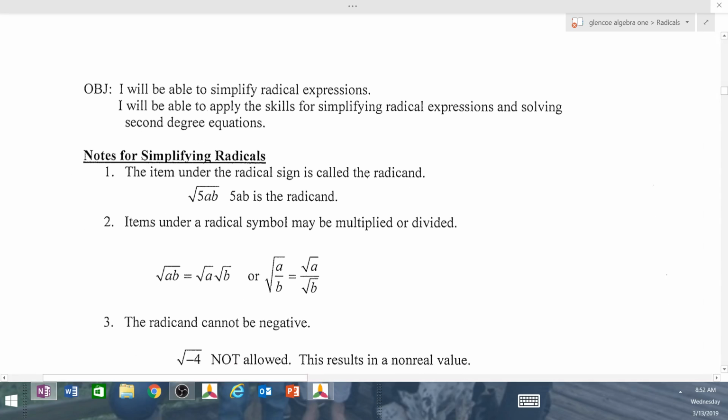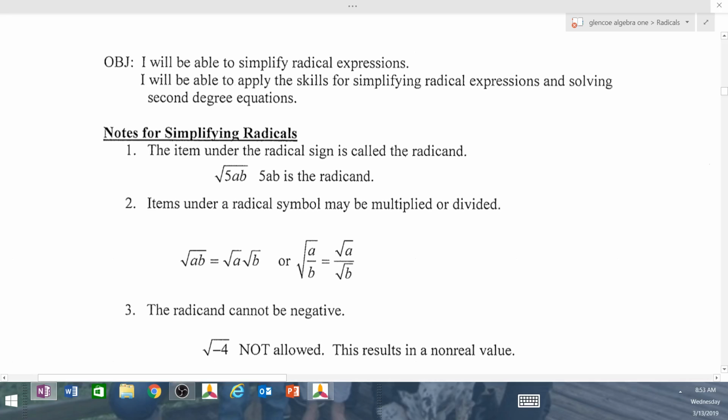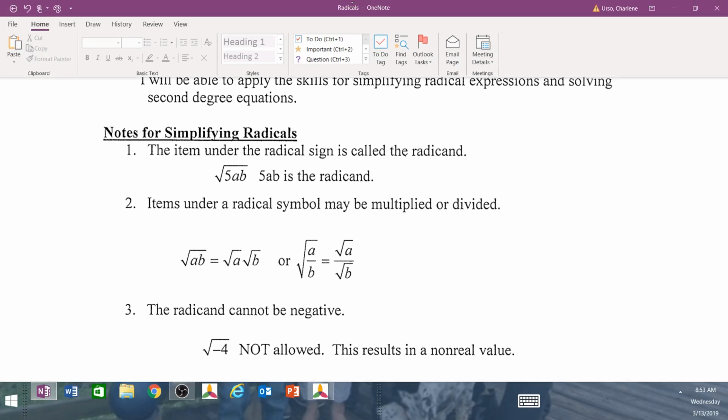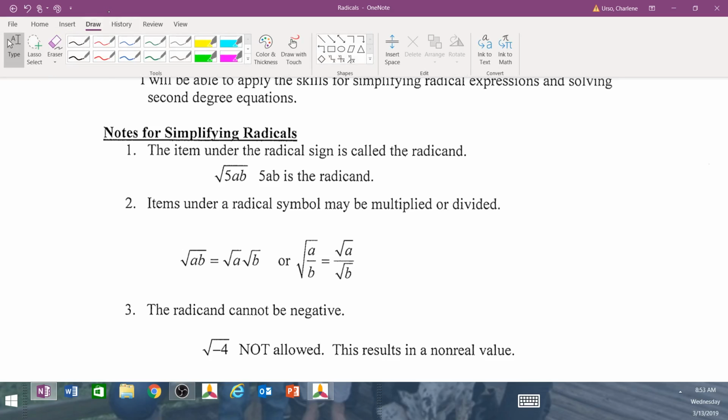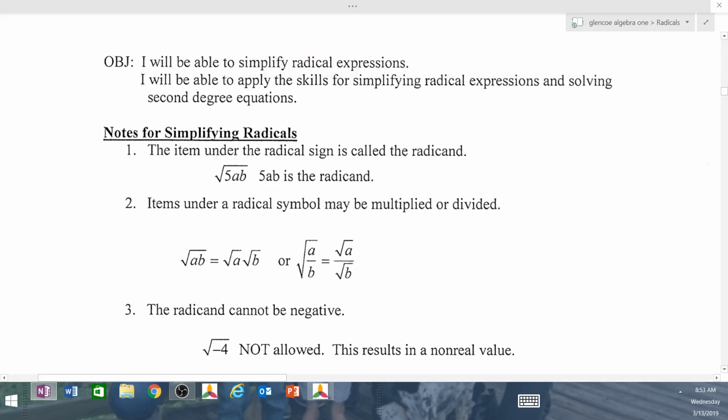Okay, your objectives are that you'll be able to simplify a radical expression, and apply those skills for simplifying radicals and solving second degree equations. We're not going to be solving any equations at this time. Again, whatever is underneath the radical sign is called the radicand. So we're going to highlight a few things so you have some terminology. The item underneath the radical sign is called the radicand. So in the square root of 5ab, 5ab is the radicand.